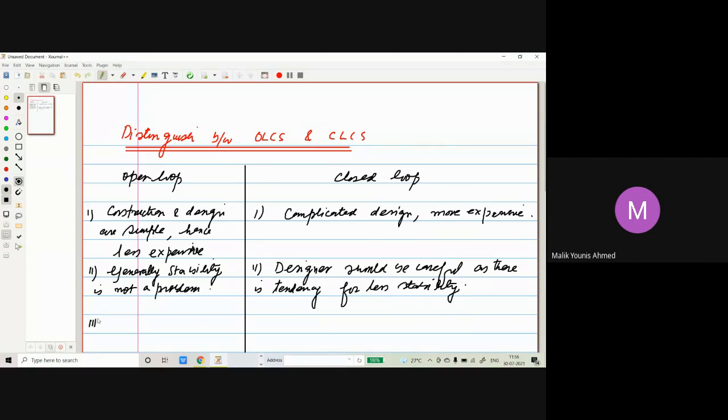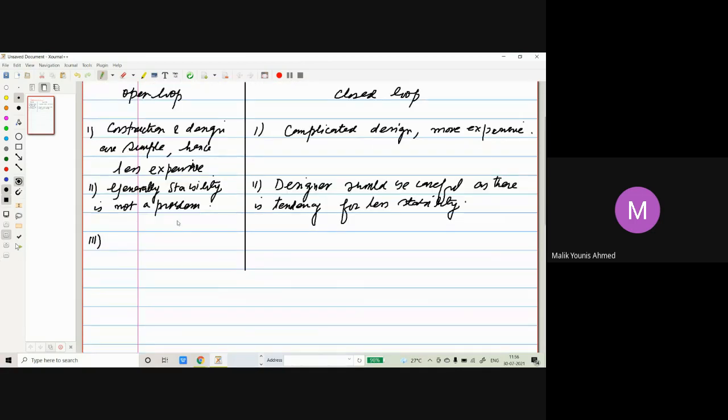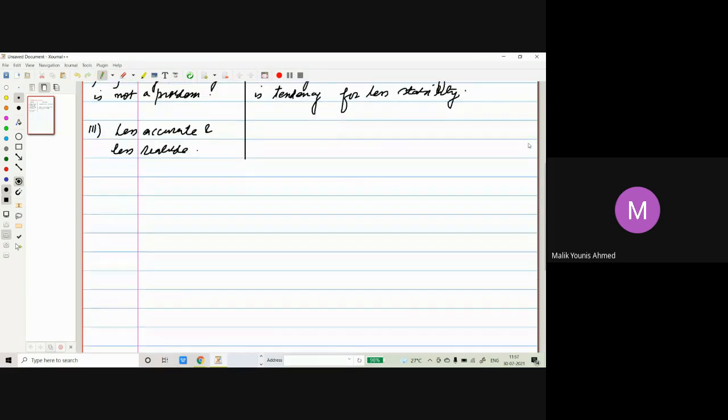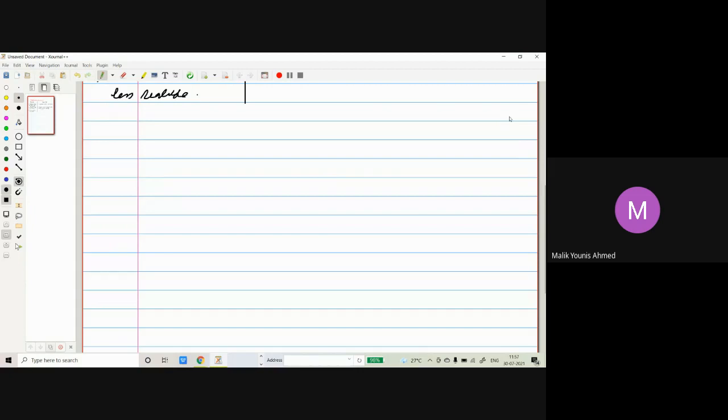Point number three is less accurate and less reliable. That's quite normal. Accuracy is less and reliability will be related to that. This is not a highly reliable system.